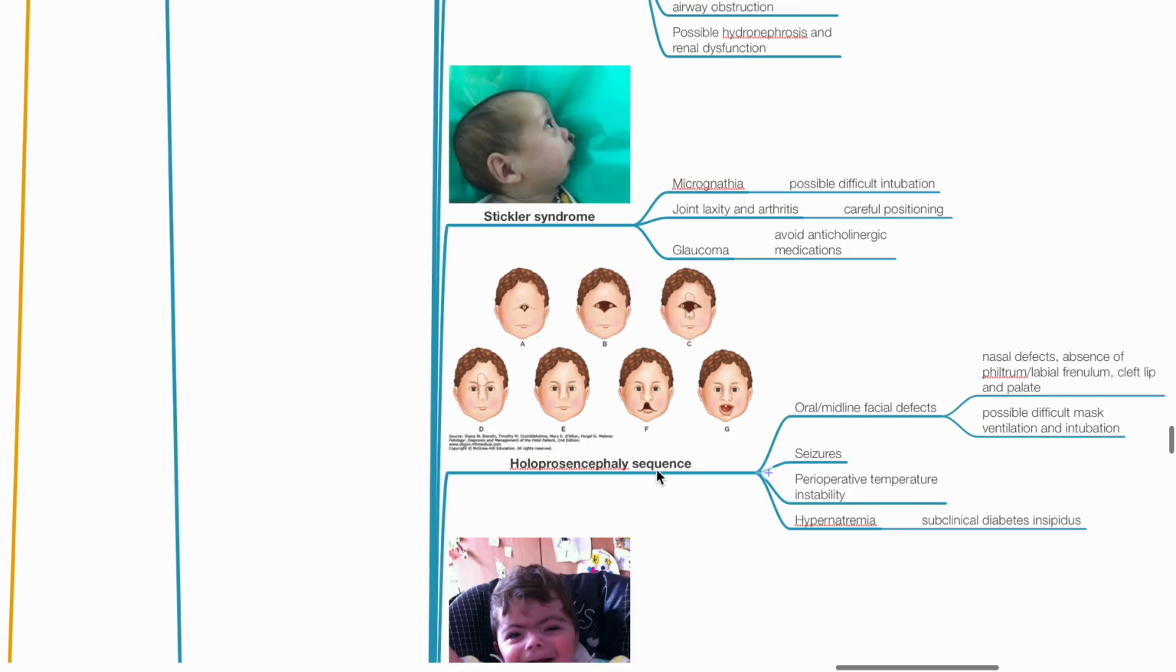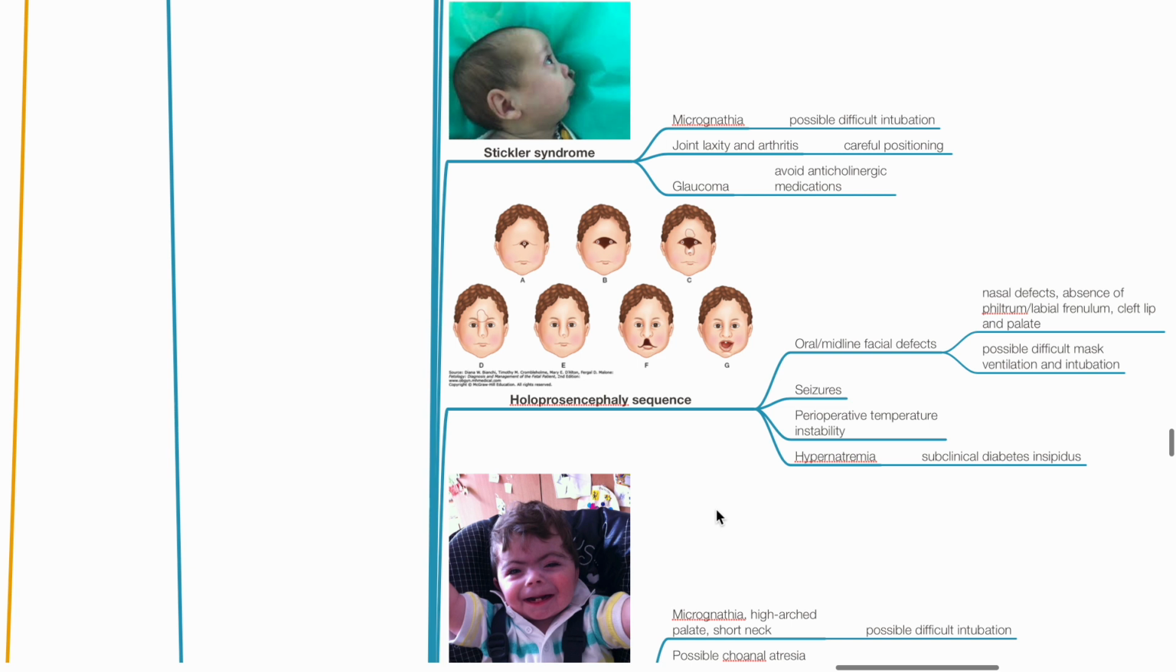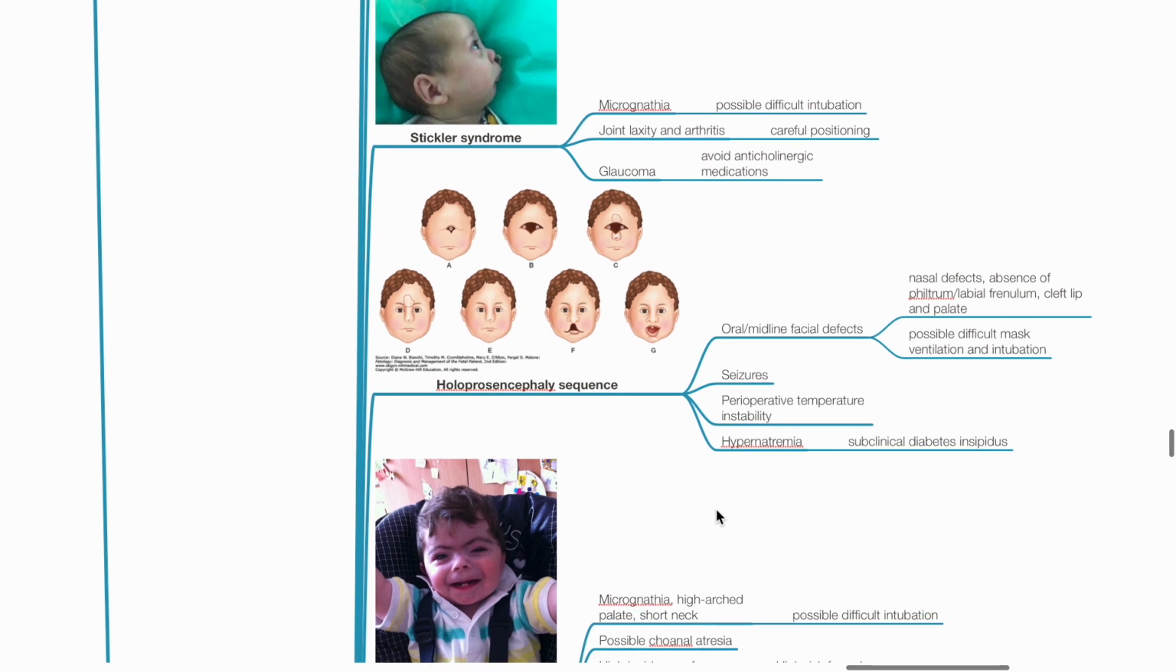Holoprosencephaly sequence. Features include oral or midline facial defects, such as nasal defects, absence of philtrum or labial frenulum, cleft lip and cleft palate. All these lead to possible difficult mask ventilation and intubation, seizures, perioperative temperature instability, and hypernatremia.